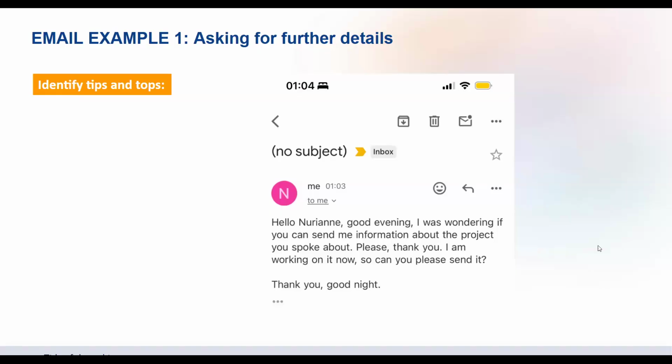And closing the email, he said, "Please, thank you. I'm working on it now. So can you please send it?" You don't even know which project the writer is working on, so maybe you would have to guess. And the closing, "thank you, good night." Before that, the writer said, "please, thank you", and again, "thank you, good night." So even the closing is doubled, and it could only be at the end, not within the email. Thank you, Hubert.